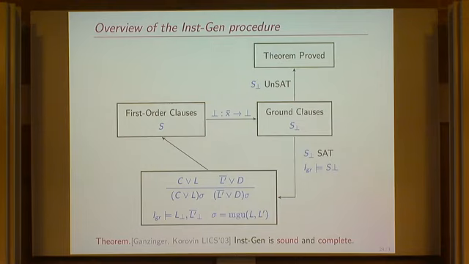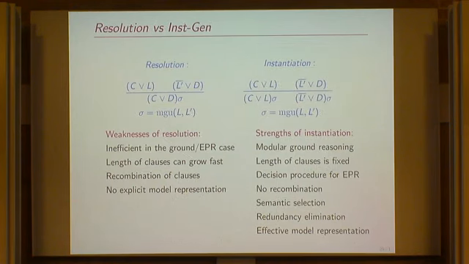And a nice feature of this procedure is that it utilizes the SAT solver as a black box, and it is also guided by the SAT solver. So it's guided by the models returned by the SAT solver. Okay, so let us compare these two inference systems: resolution and instantiation. They look similar. So we have here resolving a literal and obtain this, and here we instantiate two clauses by a similar unifier. But they also are quite different.